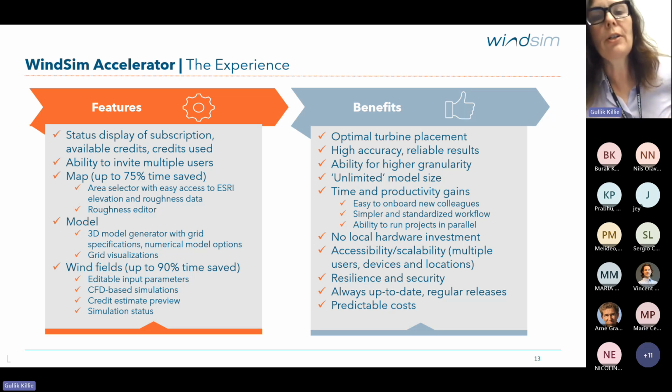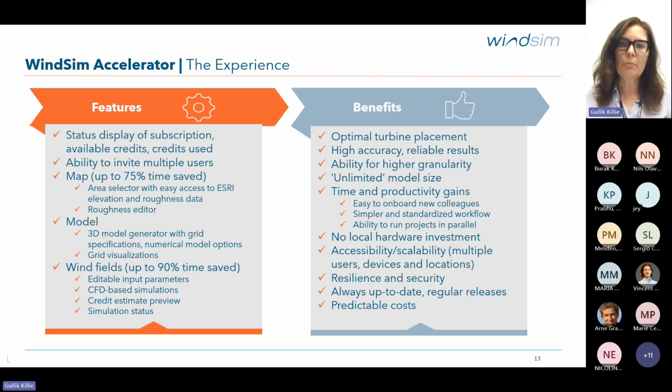The benefits in general terms are optimal turbine placement, accuracy and reliability, we know. The cloud offers the ability for higher granularity, which again is a precept for good accuracy. With the granularity, we can increase the model size as we want.